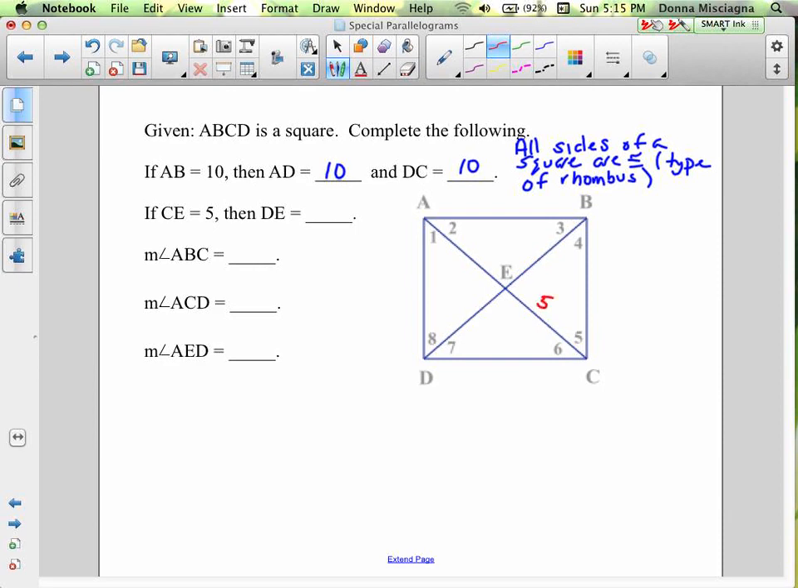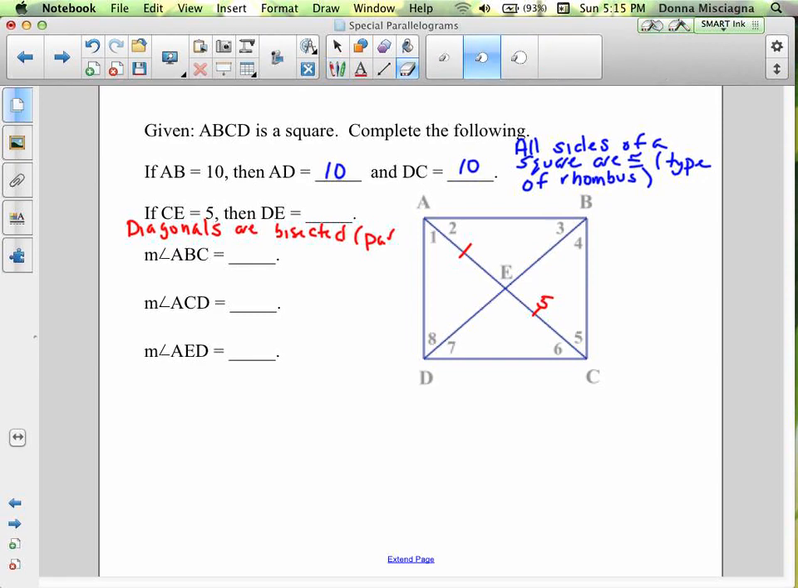then DE equals, all right, well, this is part of a diagonal. And something that we know about a parallelogram is that the diagonals bisect each other. That means each diagonal is divided in half by the other diagonal. But this isn't just a parallelogram, this is a square, and we know in a square, the diagonals are congruent. So we know the diagonals bisect each other because it's a parallelogram. A square is a type of parallelogram.